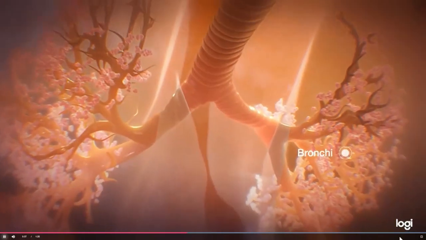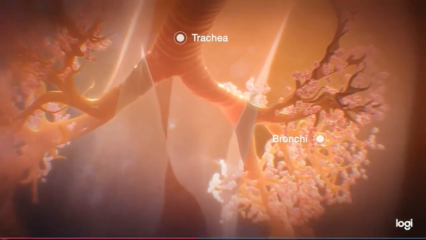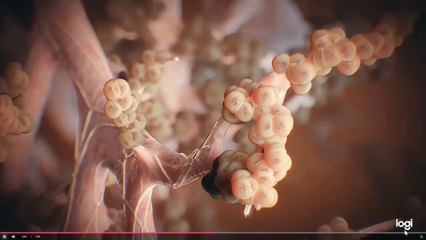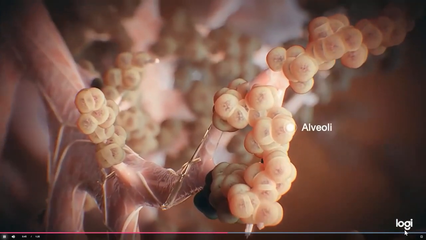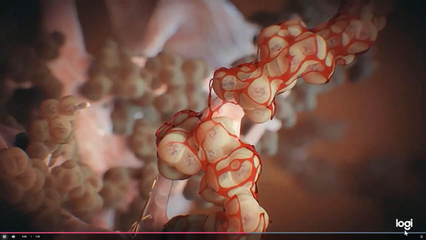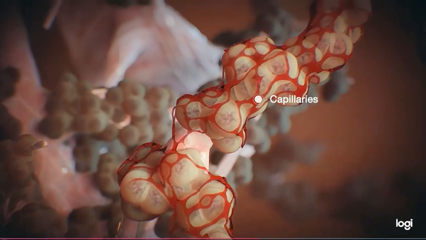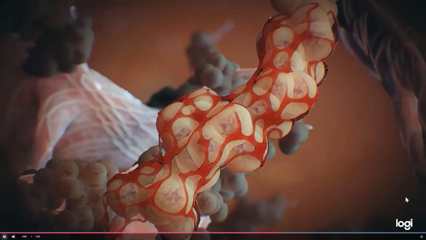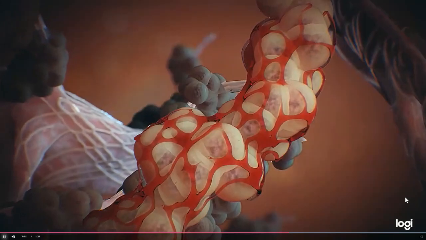The bronchi lead into the lungs and branch into even smaller airways called bronchioles. At the end of each bronchiole are thousands of small air sacs called alveoli. Within the alveoli walls are networks of tiny blood vessels called capillaries. Oxygen and carbon dioxide are able to move through the extremely thin barrier between the air and the alveoli.